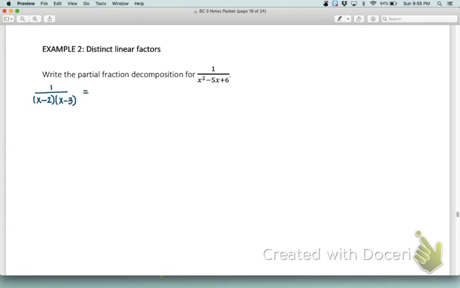So we write that as two separate fractions with unknown numerators. So this is going to be a over x minus 2 plus b over x minus 3.